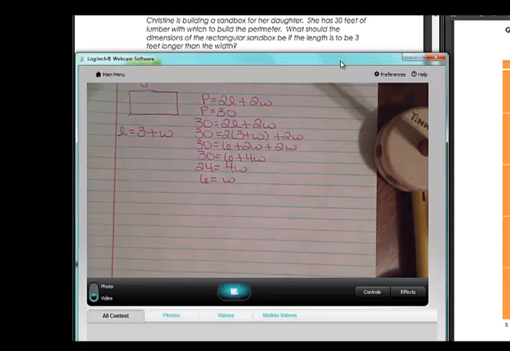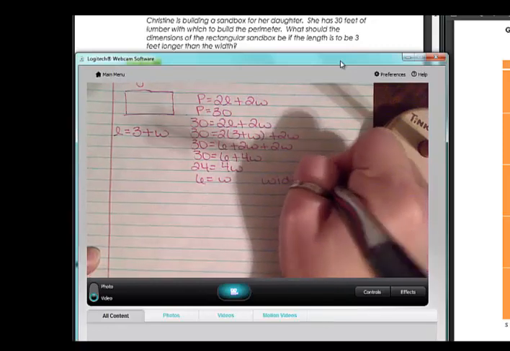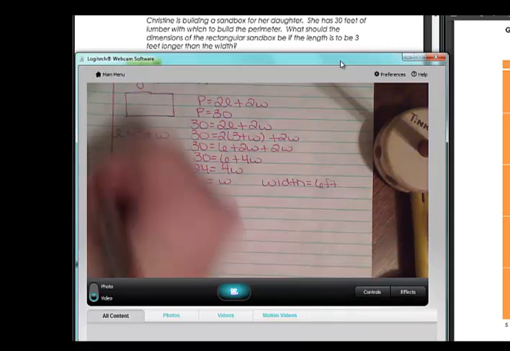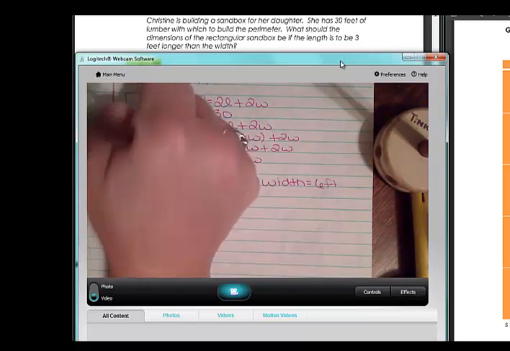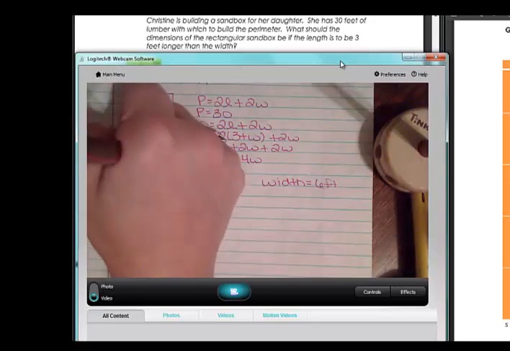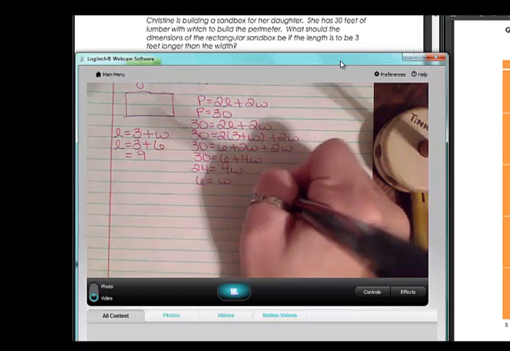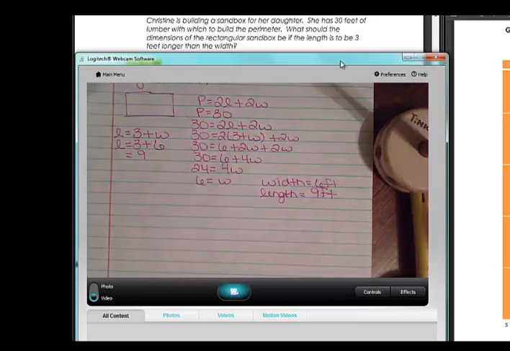Hopefully, you end up getting 6 equals W. So that would be our width equals 6 feet. Again, once we know our width, we can just plug that in and solve for our length. Because our length was 3 plus W, so that would be 3 plus 6, which is 9. So our width was 6 feet, and our length was 9 feet.